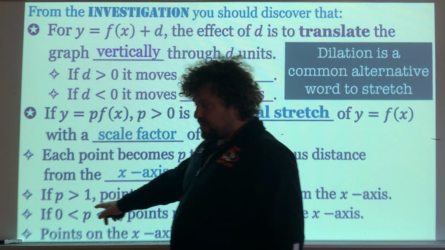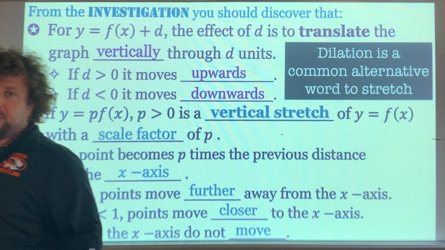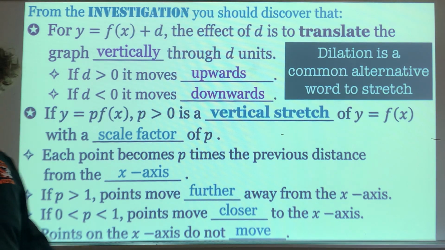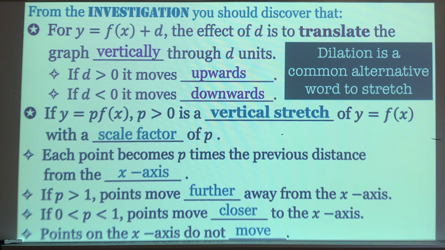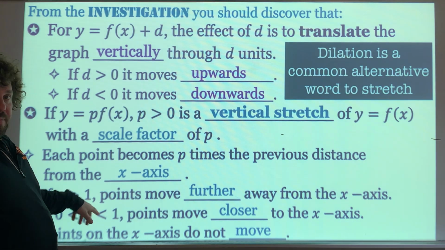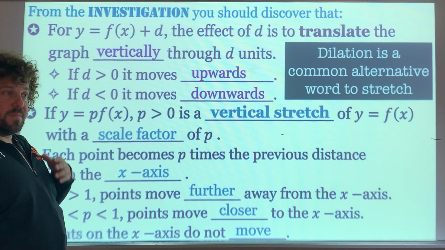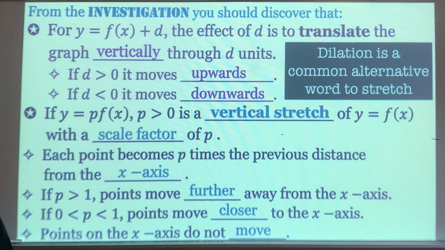Now the reason you can't have 0 is if you multiply something by 0, it just disappears, and your answer is not going to disappear. 0% of something is nothing. All right. Now if you multiply by 1, what happens? 100% of something is the same. It stays the same. All right.